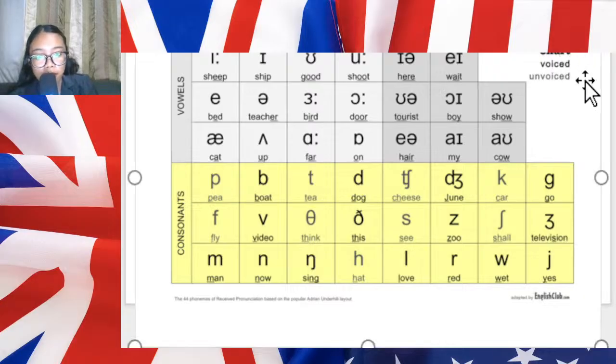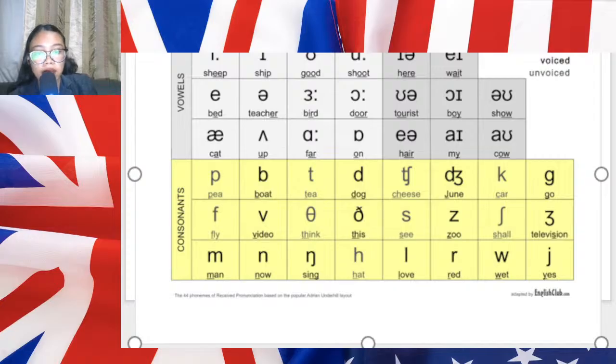Now, if you try to look at the upper right, right below the phonemic chart, there's voiced and unvoiced in there. It's like a legend. Voiced and unvoiced refers to whether your vocal cords vibrate when you make the sound.